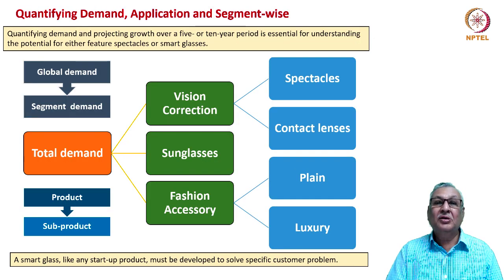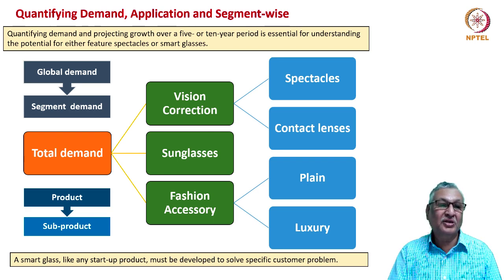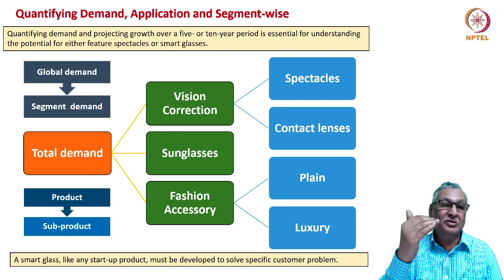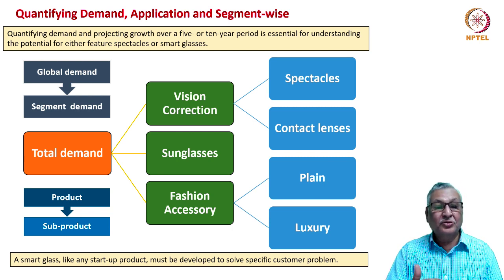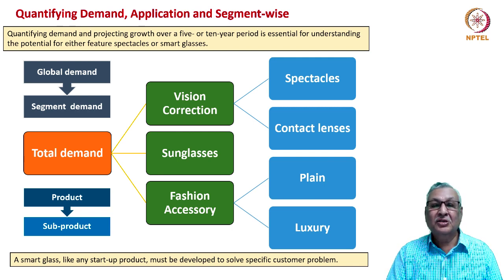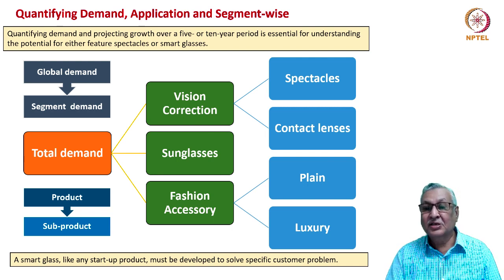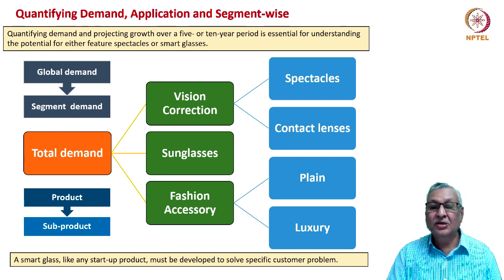How do you quantify the demand and application segment wise? It could be done over a 5 or 10-year period, so that the potential of a disruptive technology is properly understood. You have total demand for spectacles. It comes from global demand, segmented, but it is expressed through products and converted into sub-product wise demand. And this total demand is split into vision correction, sunglasses, fashion accessory. And vision correction again is split into spectacles and contact lens demand. Fashion accessory again into plain and luxury. Sunglasses also could have its own divisions if you delve deep into that.